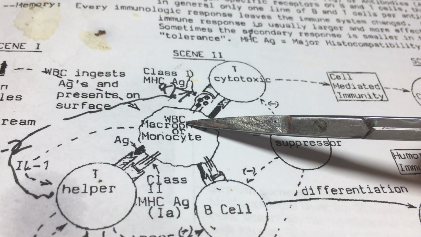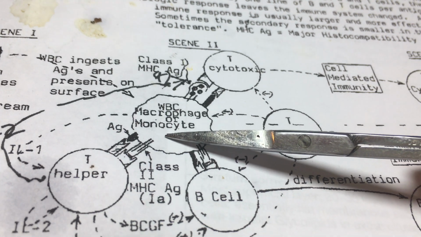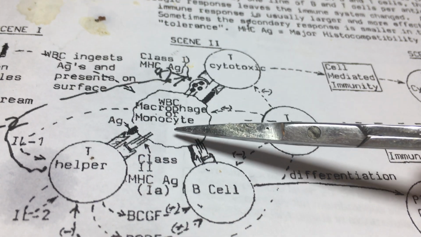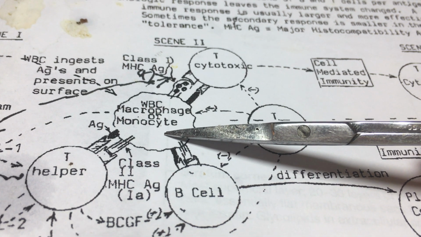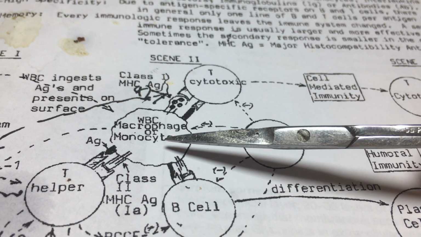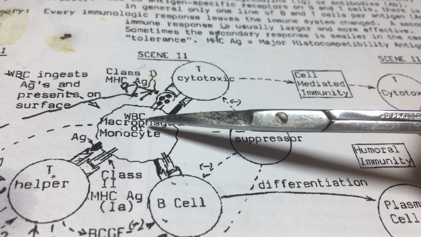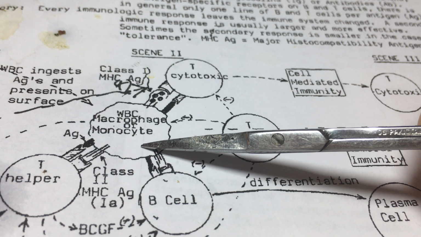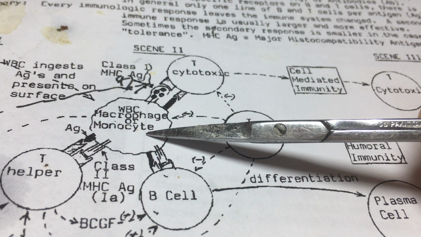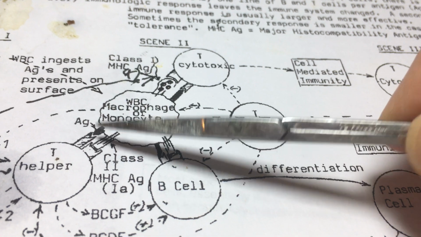So I just need you to understand the macrophage eats it. It doesn't matter if the particle is alive or dead, right? So we can make vaccines with dead viruses or attenuated viruses or live viruses. In any case, whatever pathogen this monocyte or macrophage eats, it will display a portion of it out on its surface.